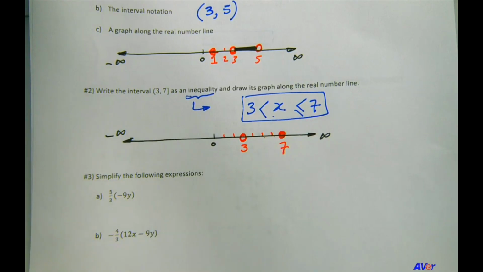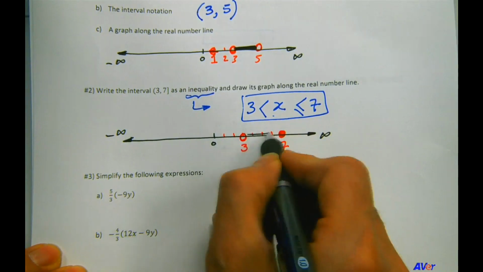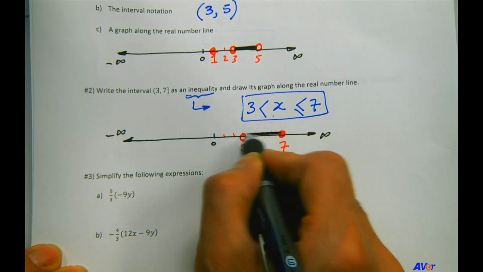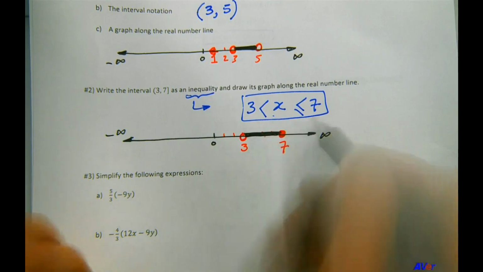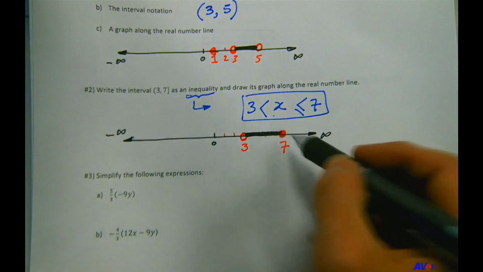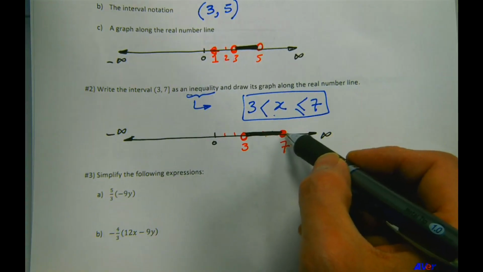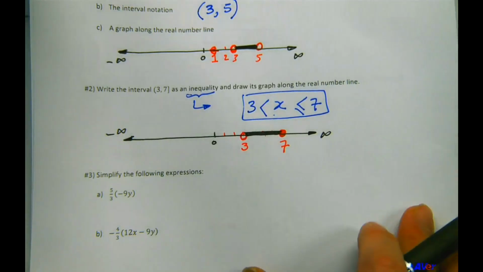And then, of course, this interval is anything between those two numbers as well. So I'm going to thicken that area of the solution between those two endpoints. Okay. So if a number is included at the end, put a filled in circle. If it's not included, leave it as a hollow circle.